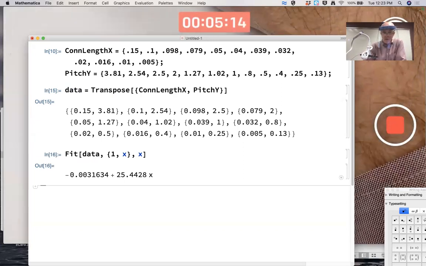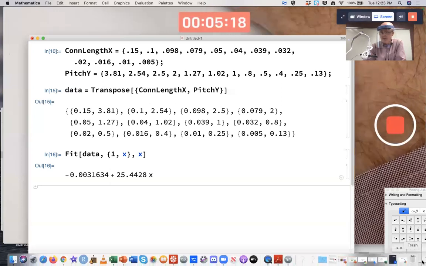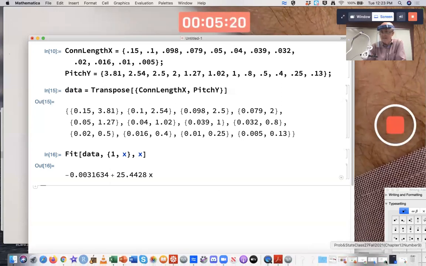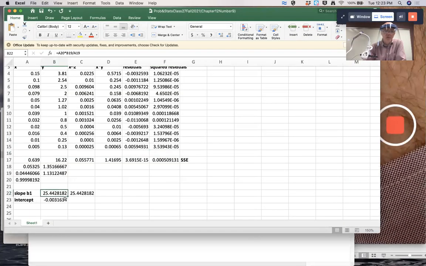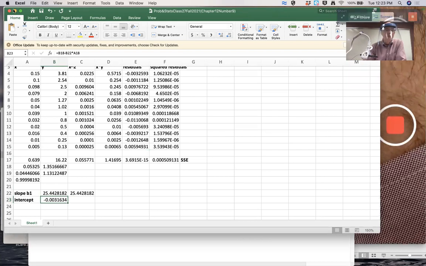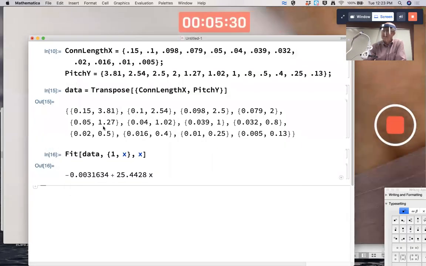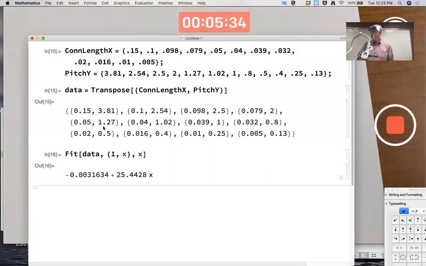Slope of about 25.4 and y-intercept of about -0.003. And this does match what we got with Excel last time. Slope of about 25.4, intercept of about -0.003. Okay, so that's how to do it in Mathematica. It's actually quicker than what I showed you with the spreadsheet last time, though there is a quicker way to do it on spreadsheets that I'm going to show you today.